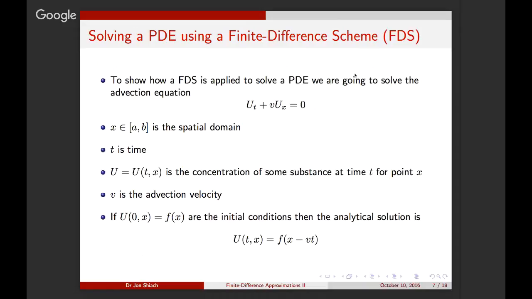If the initial conditions, so when t is 0, okay, if the initial conditions are some function of x, we have a solution. Very unusual for PDEs. We have an exact solution. That's simply f of x minus vt. Okay. So this is often used to actually test finite difference schemes to see if they work, because we can test them against this exact solution.